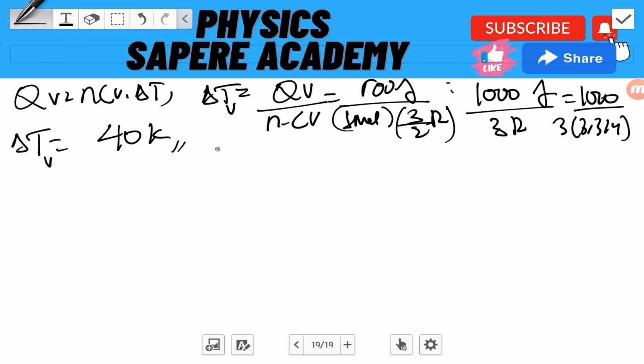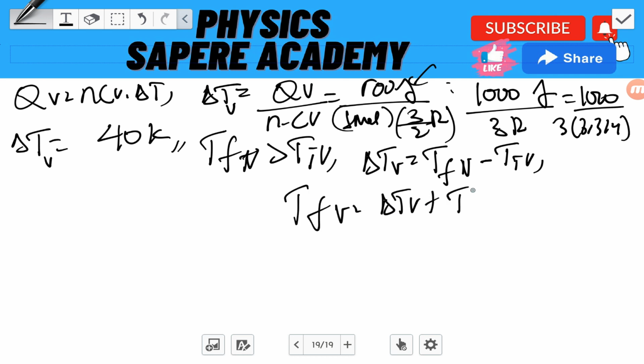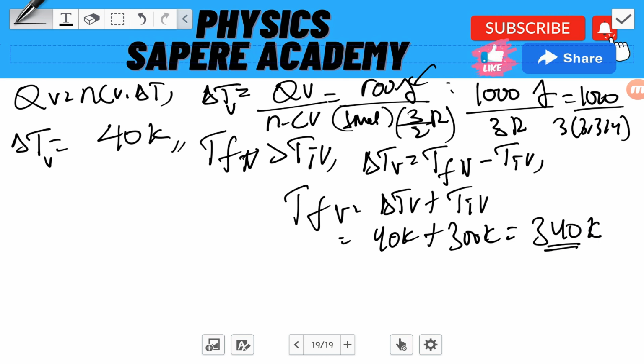Now since it's positive, and we know that heat has entered the system, the final temperature at constant volume is greater than the initial. So the change in temperature at constant volume is the final temperature minus the initial temperature. So the final temperature becomes the change in temperature plus the initial temperature. Here this is 40 Kelvin plus the initial 300 Kelvin, so I get 340 Kelvin. This is for the isovolumetric process.